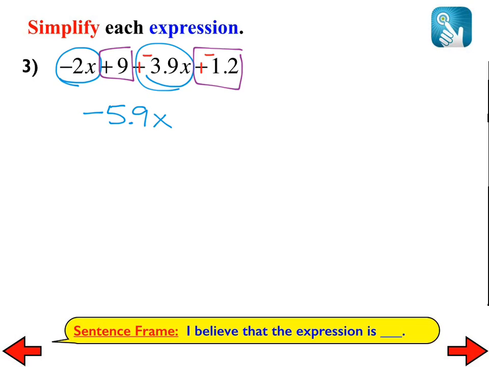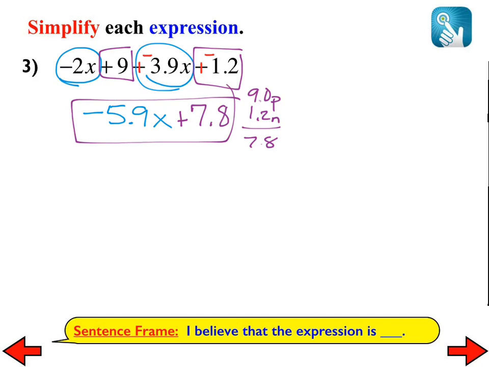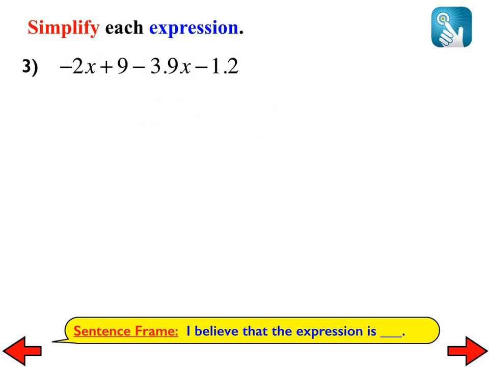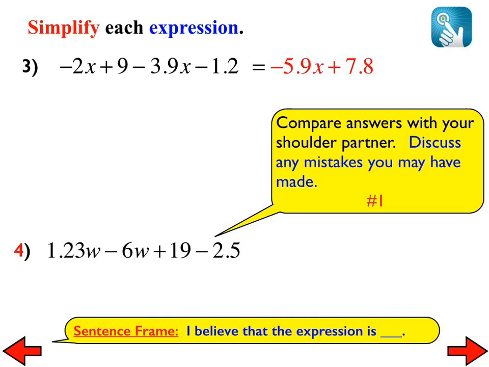If you can't figure that out in your head, then off to the side, you would say, well, I have 9.0 positives and only 1.2 negatives, and I have 7.8 more positives, so that is why it is plus 7.8. So, I believe that the expression is negative 5.9x plus 7.8. Let's take a look at number 4. Everybody try number 4, and we will shoulder partner this one. Last time the 2's took that one, the 1's will take this one.